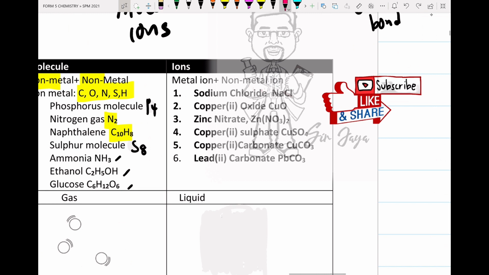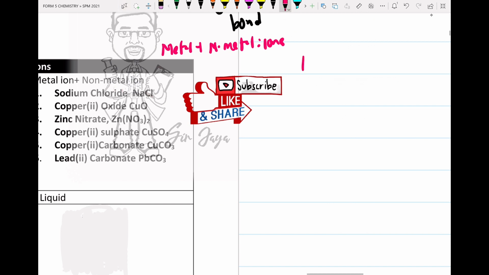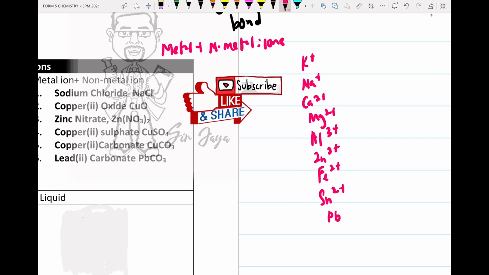So when we have metal plus non-metal, they are made up of ion. Ion exists as ionic compound. So we have a few examples of metal ions. Metal ion: king, netto, catch, mango, after Zaret, fly, Singapore, purchase, Hawaiian is not metal, cute, amoy. These are the metal.